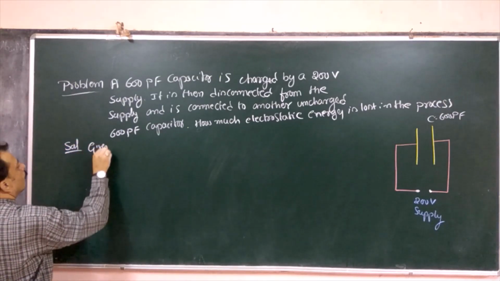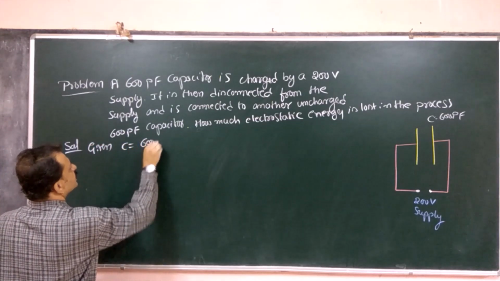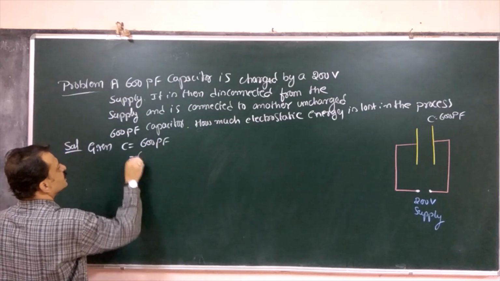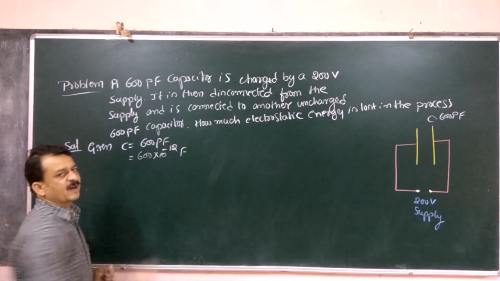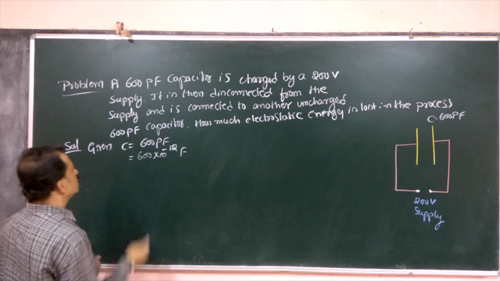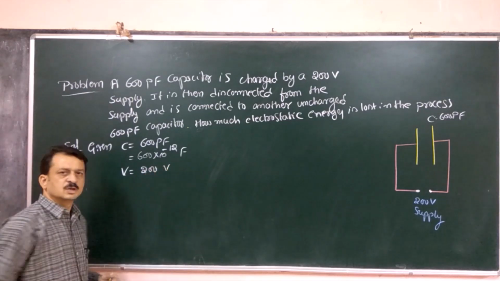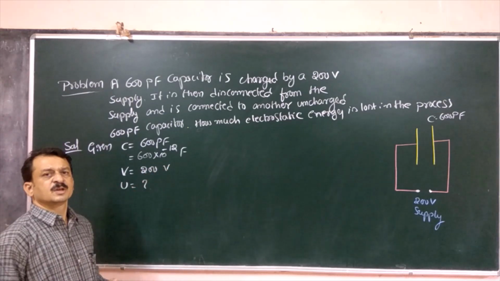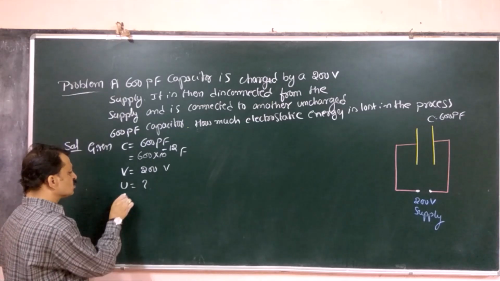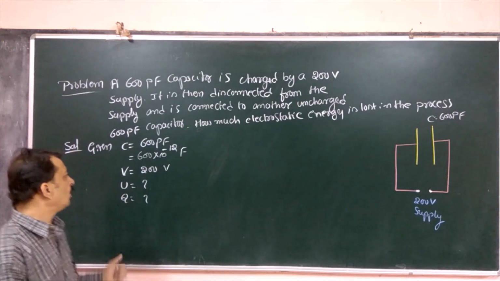Given, the capacitance C is equal to 600 picofarad, that is 600 into 10 to the power of minus 12 farad, that we have to know. Now voltage is given, equal to 200 volts. What are you going to calculate? You have to calculate energy. For simplicity, we can also calculate charge. Charge is not required, but let us calculate it anyway.